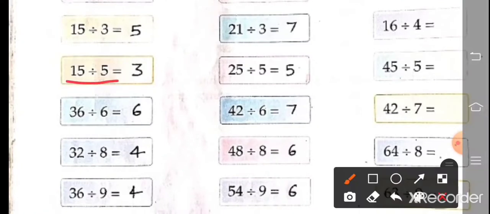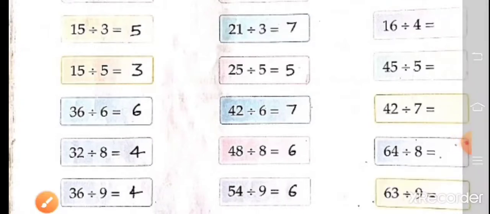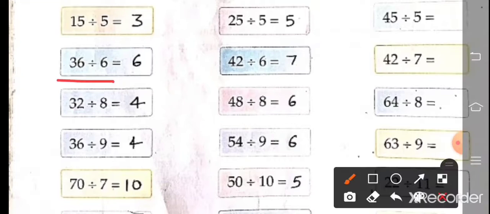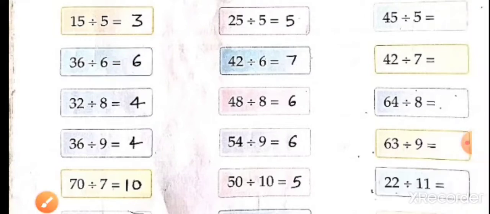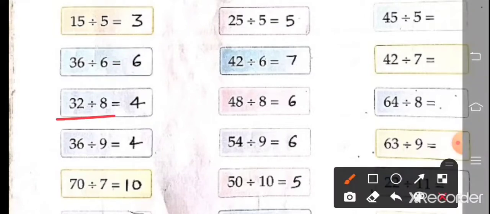Now 15 divided by 5. So 5 1s are 5, 5 2s are 10, 5 3s are 15. So its answer is 3. Now 36 divided by 6. You will read the table of 6. So 6 6s are 36. Okay, so its answer is 6. Now 32 divided by 8. 8 4s are 32. So its answer is 4. Now 36 divided by 9. 9 1s are 9, 9 2s are 18, 9 3s are 27 and 9 4s are 36. So its answer is 4.